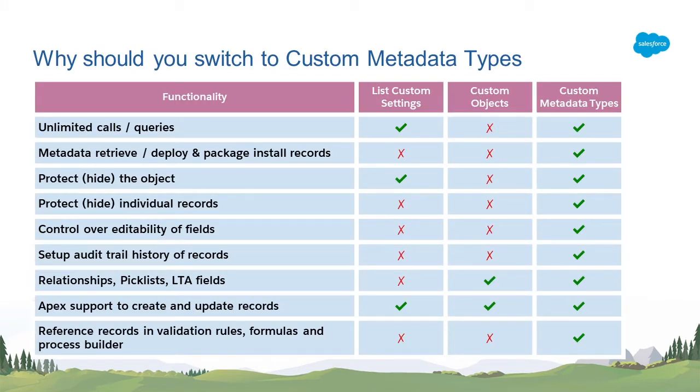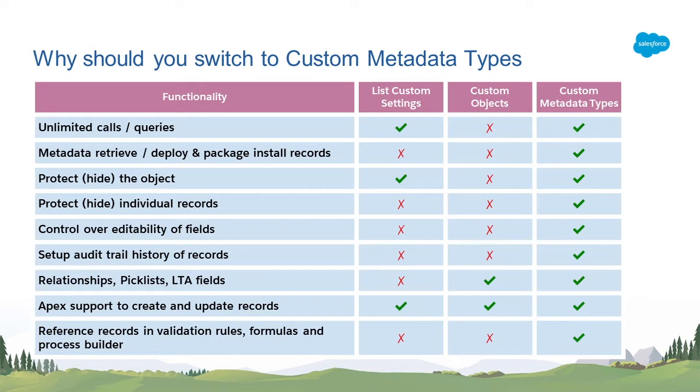Well, now that we know the records of custom metadata types are metadata, what else makes them special? Let's compare them to what some might think could be the alternatives: custom objects and custom settings. As you can see in the table, custom metadata types can be cached. Therefore, they offer you unlimited calls and querying capabilities. You can perform any of the metadata operations like deploy, retrieve, or package install on custom metadata for obvious reasons. Now, while custom settings allows object-level protection, custom metadata allows you to put restrictions at the record level in addition to the type level. On the other hand, custom objects do not provide any level of protection at all. So, with custom metadata, you get sophisticated protection options for your types as well as the records.